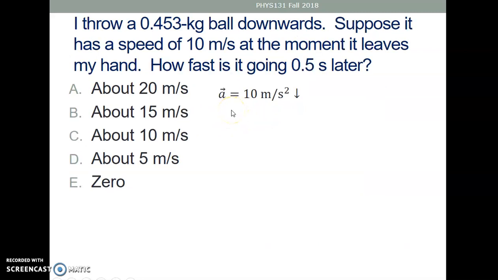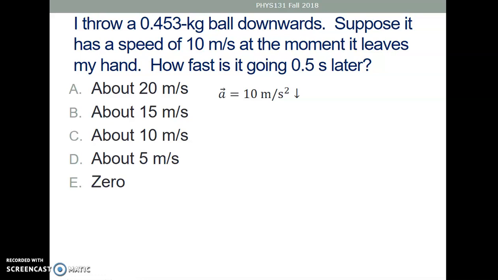Now I throw this ball downwards. Okay, I throw it downwards with a speed of 10 meters per second as it leaves my hand. How fast is it going 0.5 seconds later? Okay. If you think this looks like a question we had earlier, you are correct. Pause the video and make your selection.